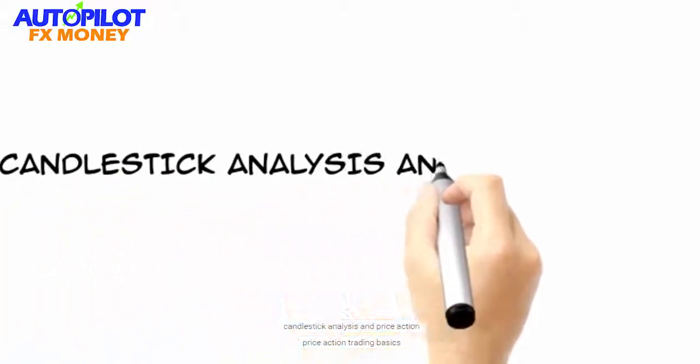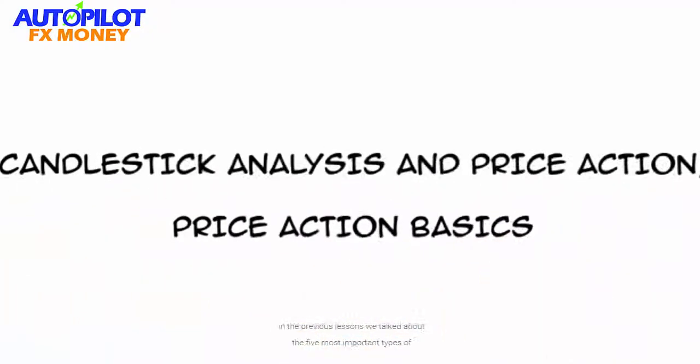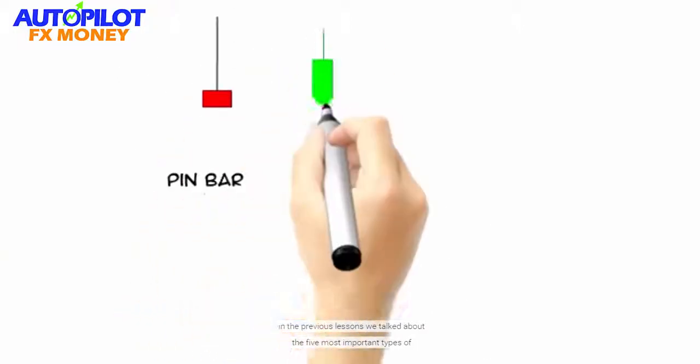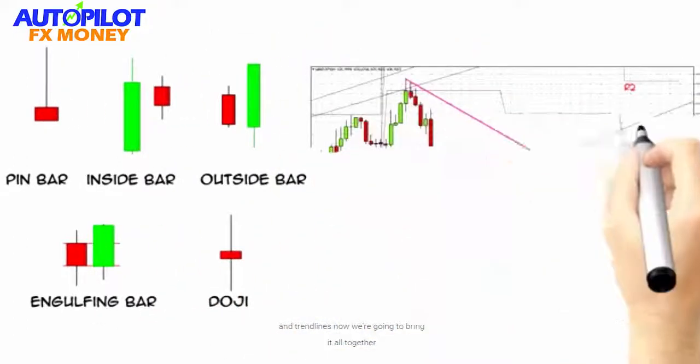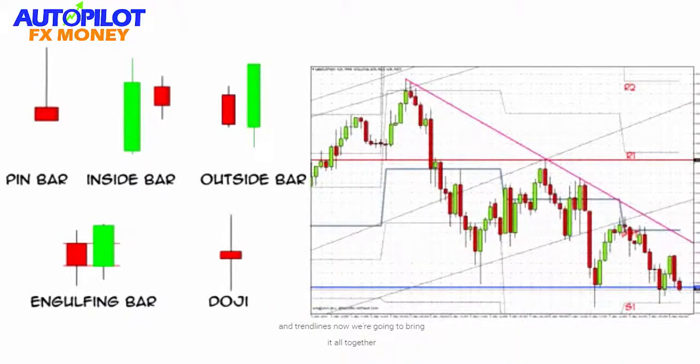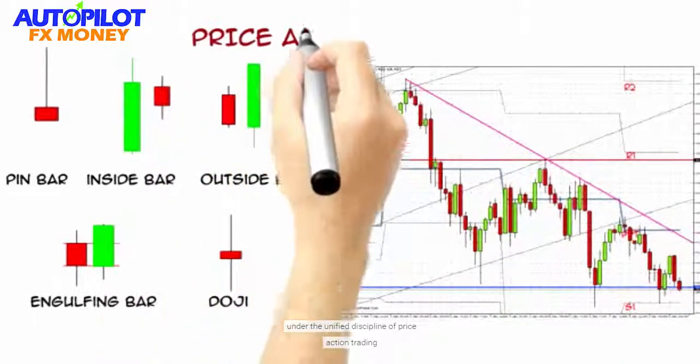Candlestick Analysis and Price Action Basics. In the previous lesson, we talked about the 5 most important types of candlesticks. In some of the earlier courses, we covered the topics of support and resistance and trend lines. Now we are going to bring it all together under the unified discipline of price action trading.